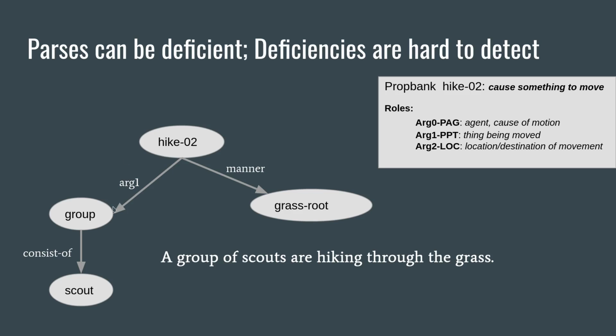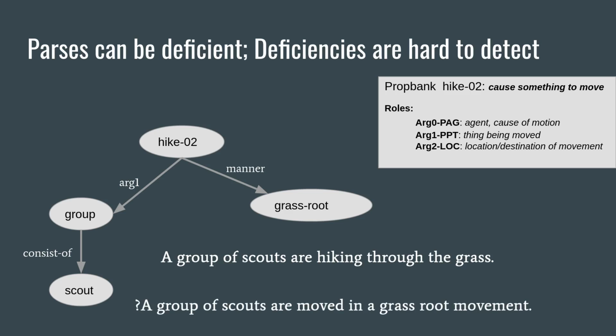So actually this parse says that the group is being moved, which is wrong, because the group is actually the thing which does the activity of hiking, so it's the agent of hike. So this parse actually reflects a meaning more like that a group of scouts are moved in a grassroots movement, which is a bit weird at best, but does not reflect the meaning of the original sentence. That's clear. So to have the meaning better reflected, we would have to replace this node with grass.